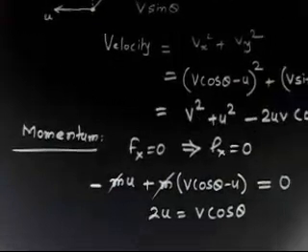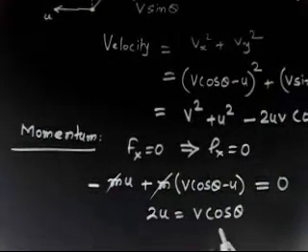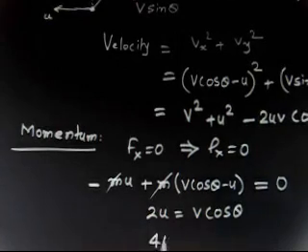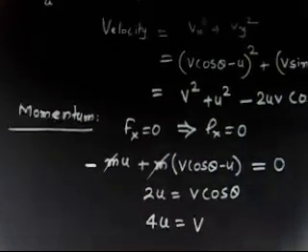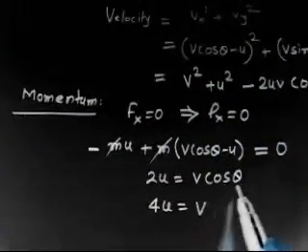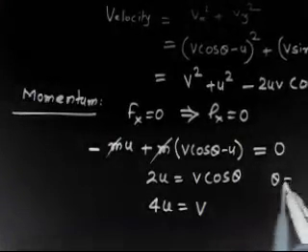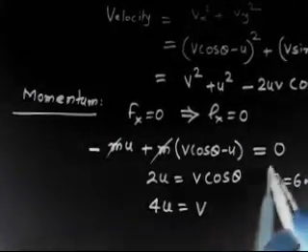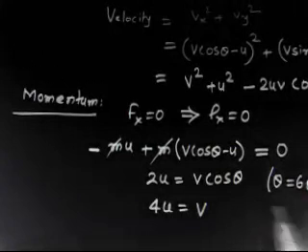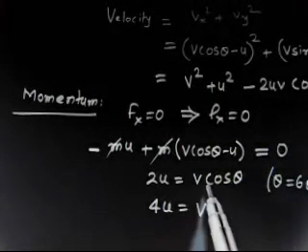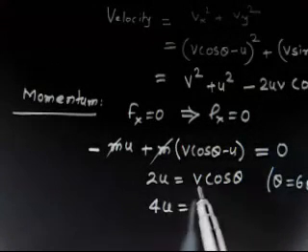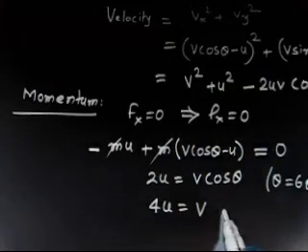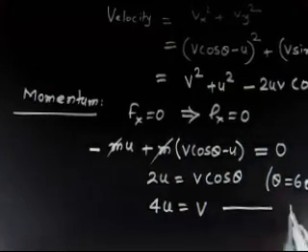Now in this special case we have to find the answer only for theta equal to 60 degrees. If I plug in theta equals 60 degrees, cos 60 is 1 by 2, so V equals 4u. Let us say this is my equation number 1.